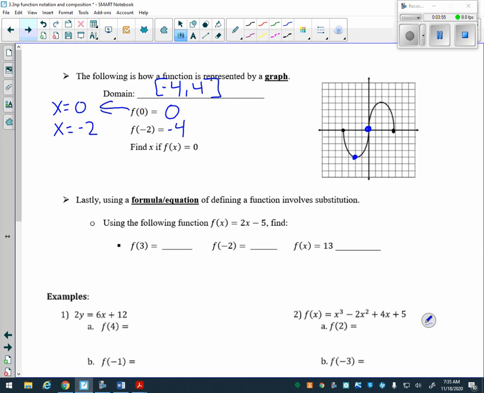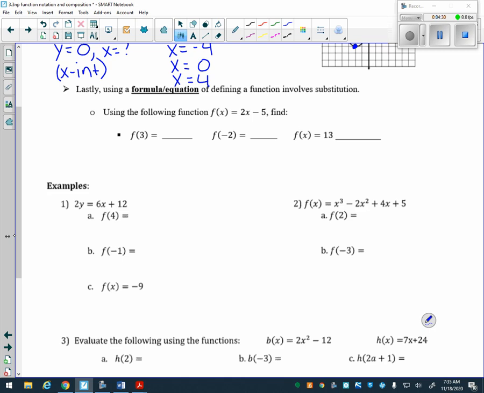Then this says find x when f of x equals 0. That means when y equals 0, what is x? So these are x-intercepts in this case. So we have x equals -4, x equals 0, and x equals 4. So that's when we're evaluating using a graph.